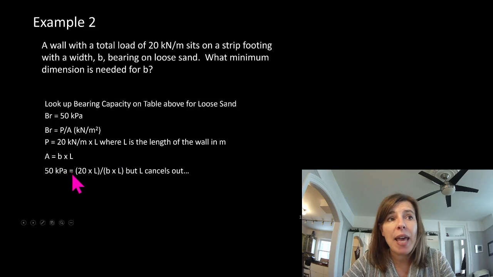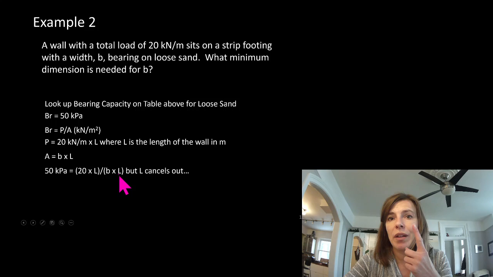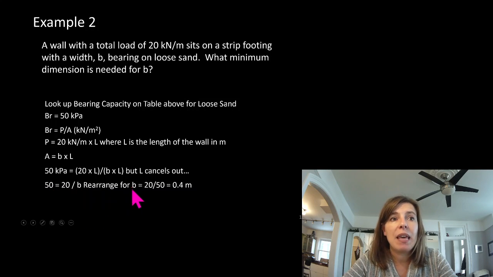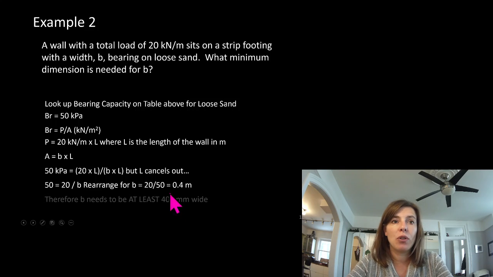So 50 kPa equals 20 times L, or 1 meter, times B divided by B times L, but we're going to use 1 meter. So you could say L cancels out, or 1 and 1. We can rearrange this. So 50 equals 20 divided by B, or rearranged for B, is 20 divided by 50, or 0.4 meters. So our strip footing needs to be 400 millimeters wide.